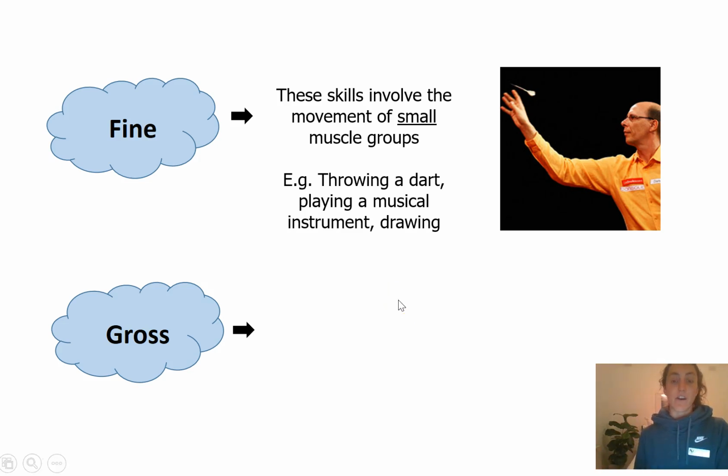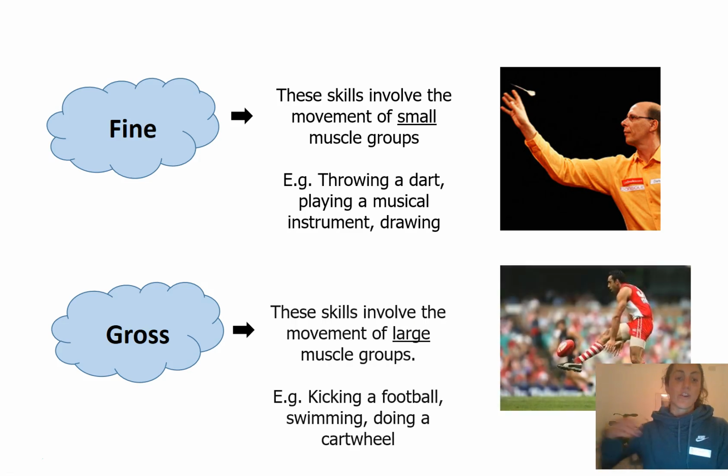In comparison to fine motor skills, we have gross motor skills, and these are motor skills which involve larger muscle groups. So for example, kicking a football is going to use the major muscle groups of the legs and the glutes. Swimming, the whole body, all of the muscle groups are involved, and also doing a cartwheel. They're all examples of gross motor skills.